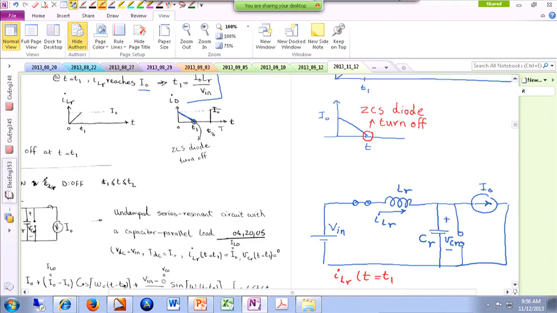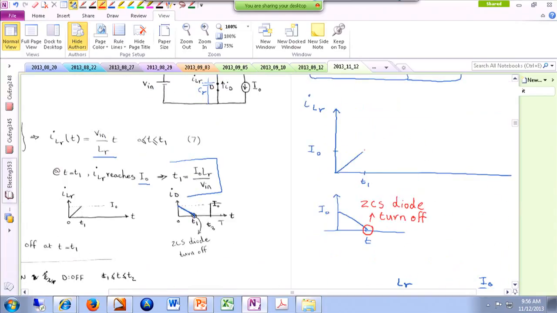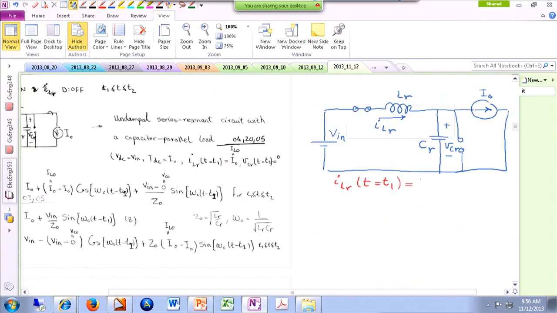T equals T1 is the beginning of this cycle, the beginning of this mode. At the beginning of this mode, the current of the resonating inductor had reached I out, or I naught. So this is I0. And for the resonating cap, the diode just turned off. Right before that, the diode was on and the cap was shorted. So this initial condition is basically zero. So these are our initial conditions.